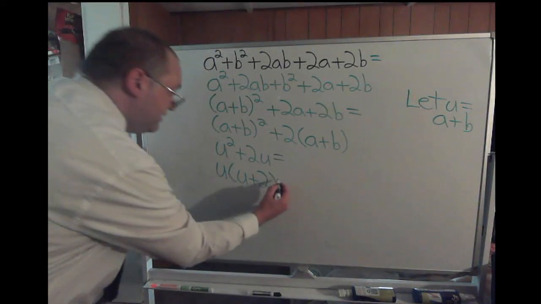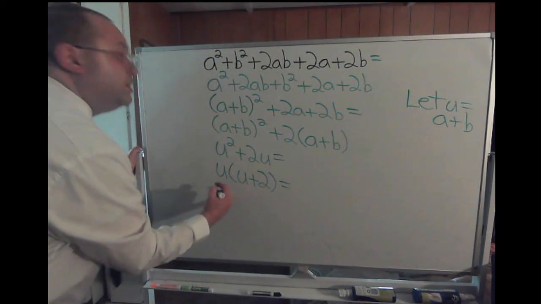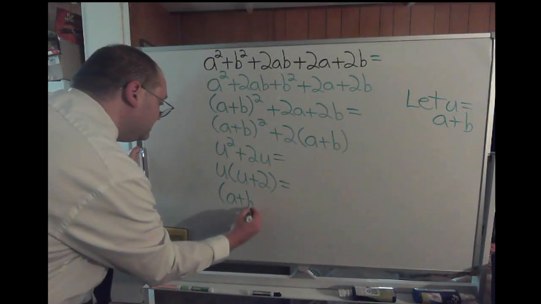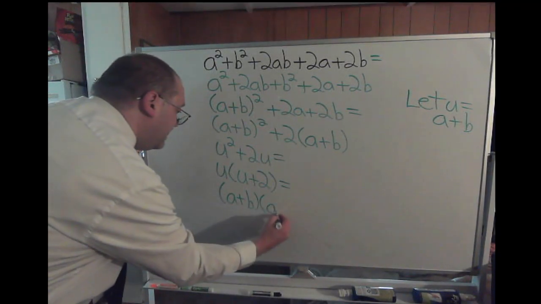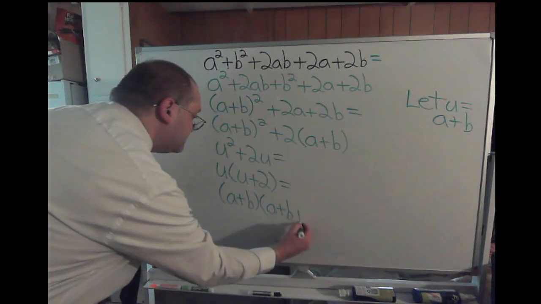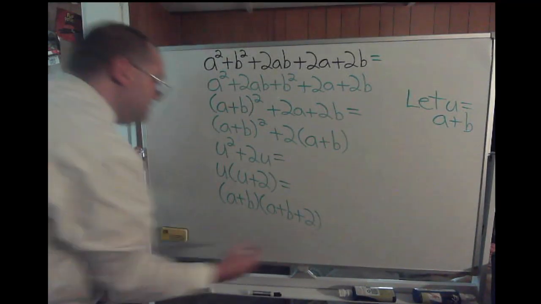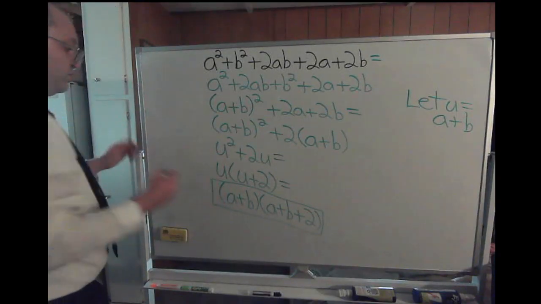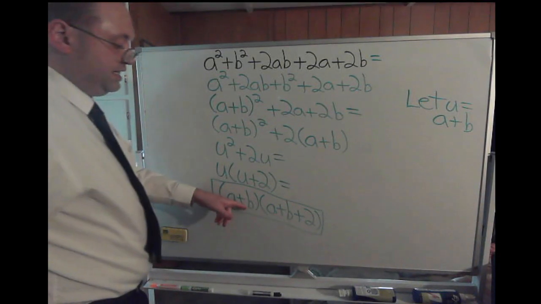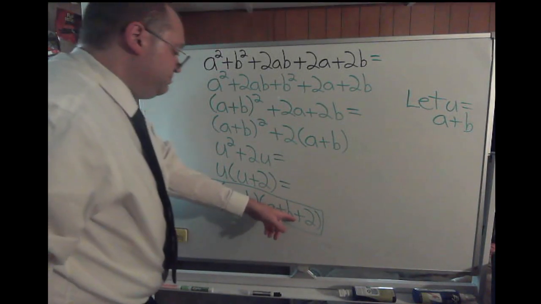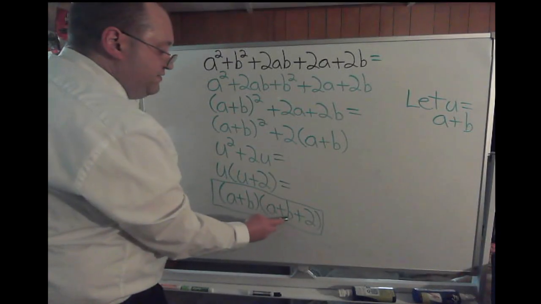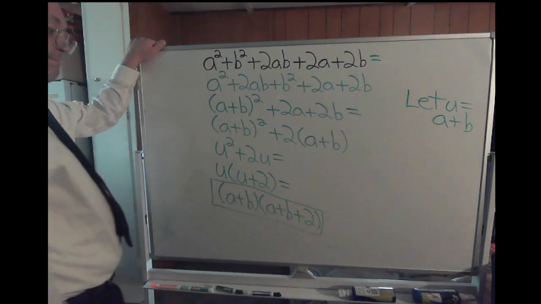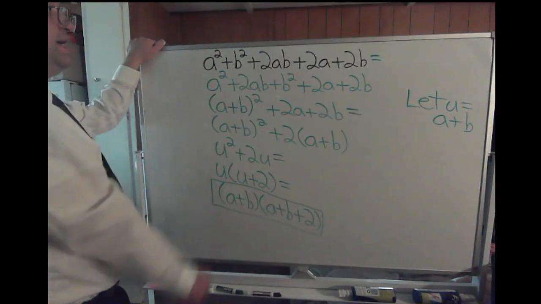Well, let's put the values of u back in. U is a plus b. You would have a plus b times the quantity of a plus b plus 2. So factoring this out, you would get the quantity of a plus b times the quantity of a plus b plus 2. I don't know where I got that 2b from, but in the end, that's what you get.